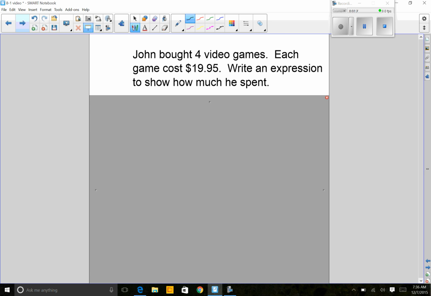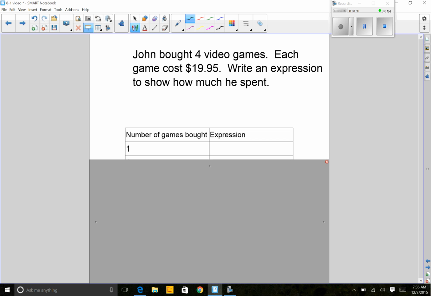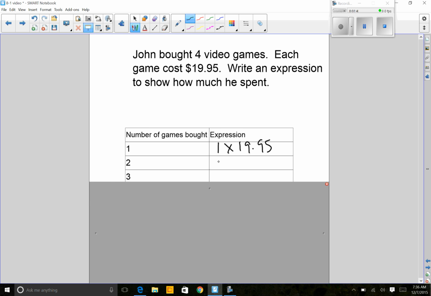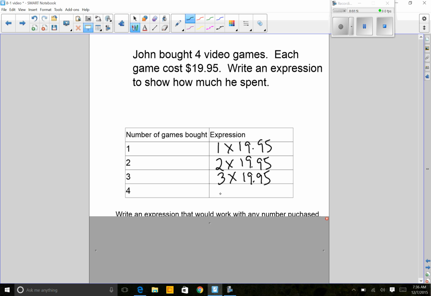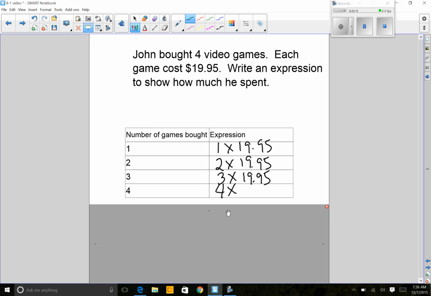So here's our word problem. John bought 4 video games. Each game cost $19.95. Write an expression to show how much he spent. To do that, I made a little chart here. If he bought one game, our expression would be 1 times 19.95. If he bought 2 games, it would be 2 times 19.95. If he bought 3 games, it would be 3 times 19.95. So consequently, if it was 4 games, he would have bought 4 times 19.95.